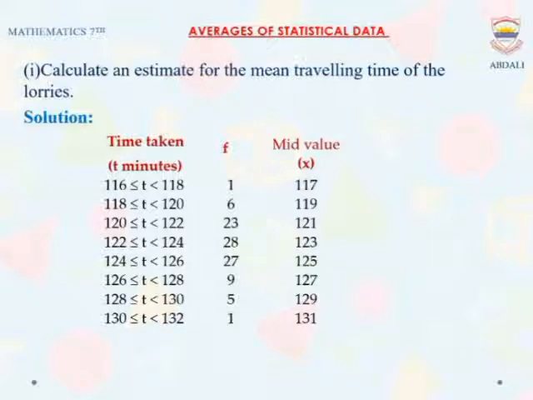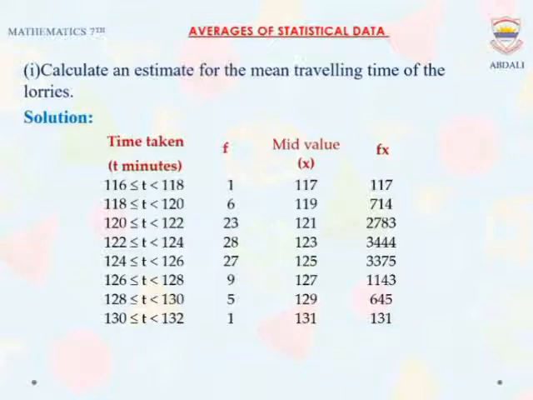Yes, we have to find fx. So now we will multiply the f value with the x value. 1 will be multiplied by 117 and it will remain as 117. 6 will be multiplied by 119 and the answer will be 714, and so on. 23 will be multiplied by 121. 28 will be multiplied by 123. 27 will be multiplied by 125. 9 by 127 and 5 by 129, and then 1 by 131.